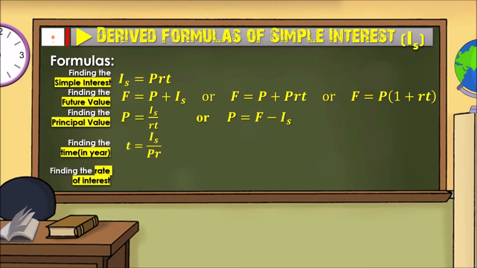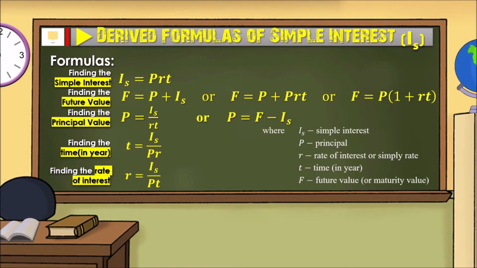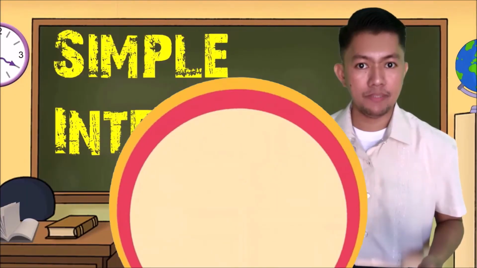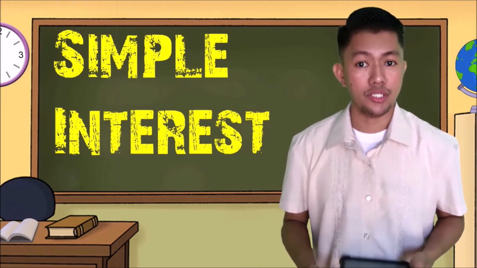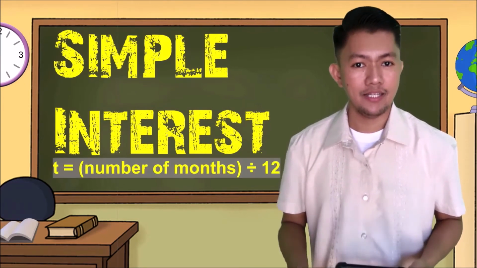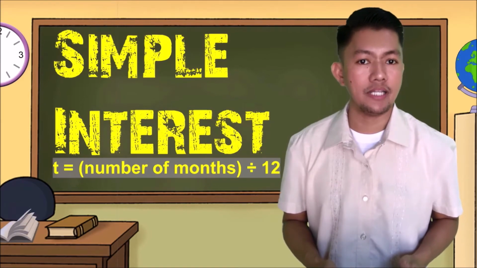While finding the rate of interest, we have the formula. Rate is equal to the quotient of simple interest and the product of the principal value and its time. Please note, if the given time is in months, it can be converted to years using the formula T is equal to number of months divided by 12.